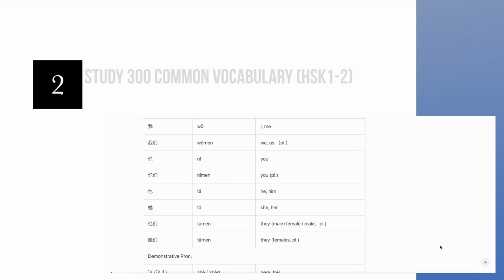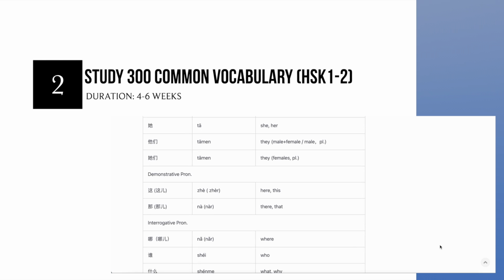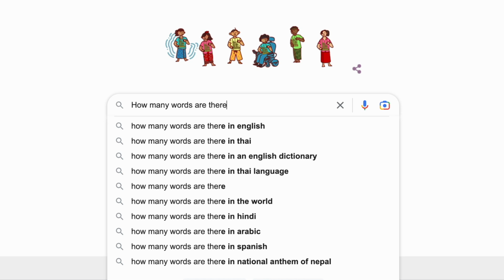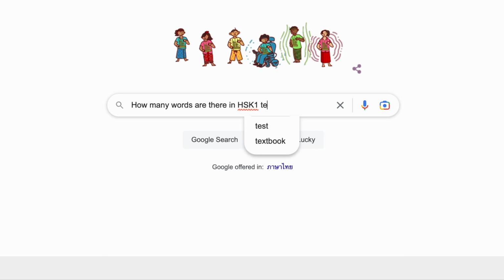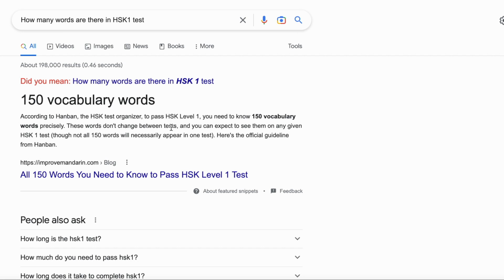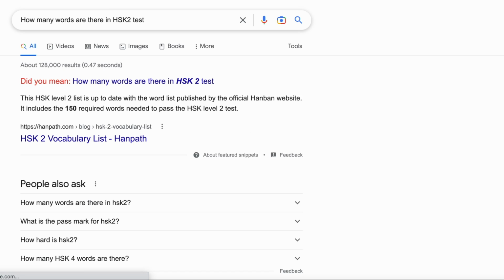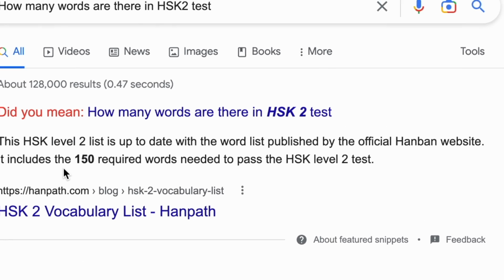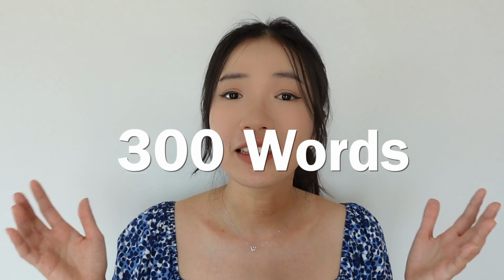Second step. Study some common and simple vocabulary. You only need 150 words to pass the HSK1 test and another 150 for HSK2. And the 300 words are enough for you to describe most things in your daily life.